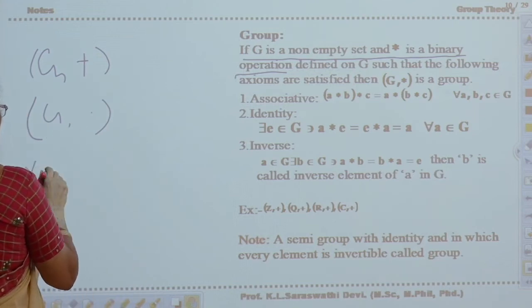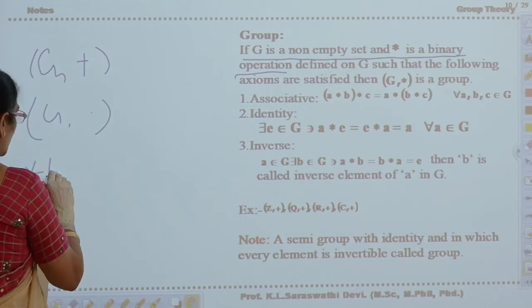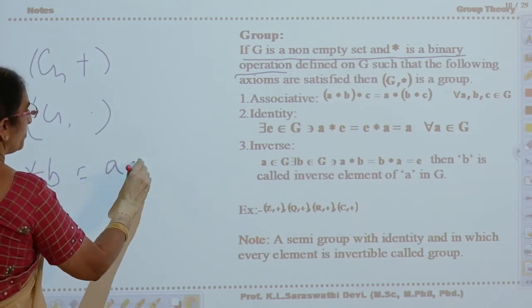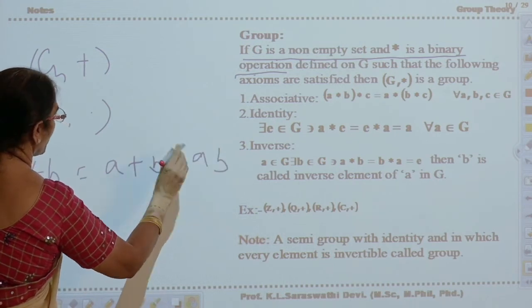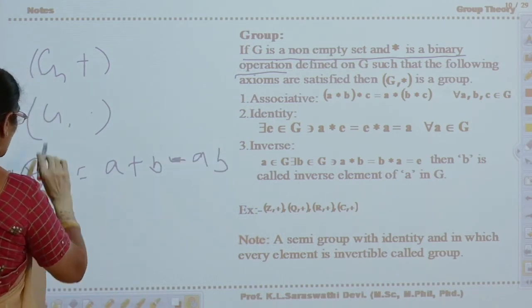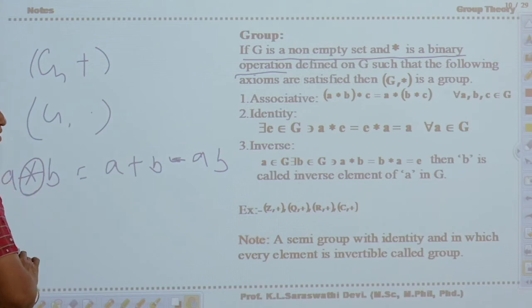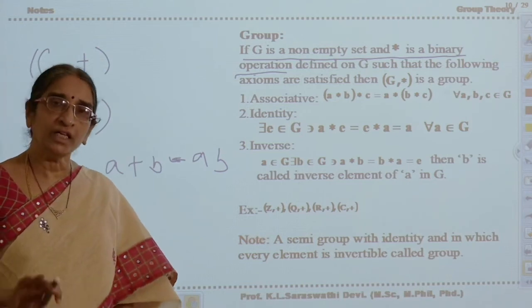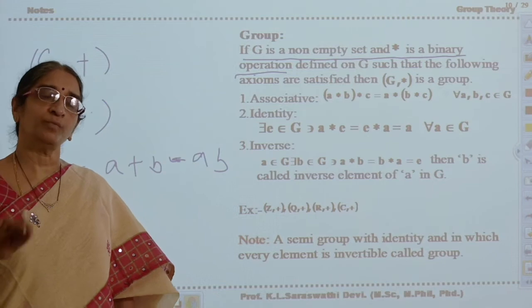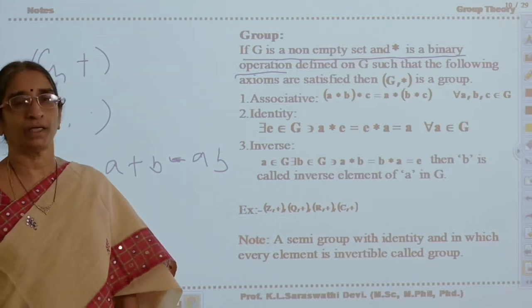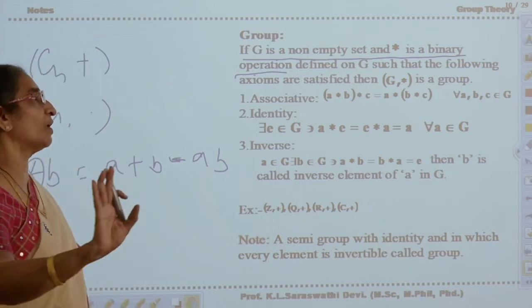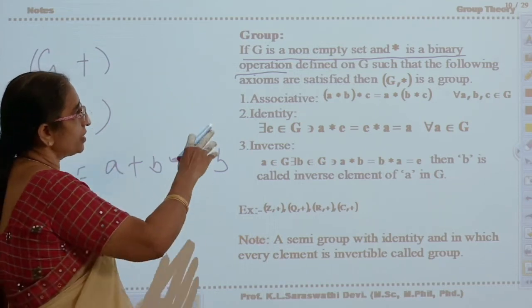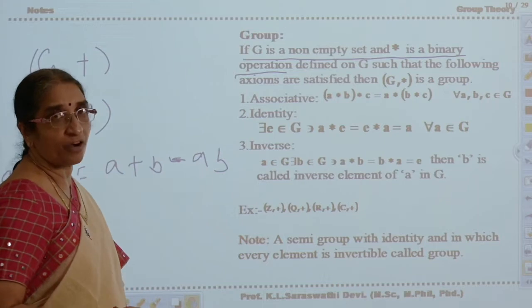Not only this, you can define any operator. Suppose I take star, A star B can be defined as A plus B minus AB. Like this also you can define. This is star you can take. This is also an operator. Star means any operator, either it may be one of the fundamental operators or an operator defined in terms of the fundamental operators. Now star is such a type of operator.